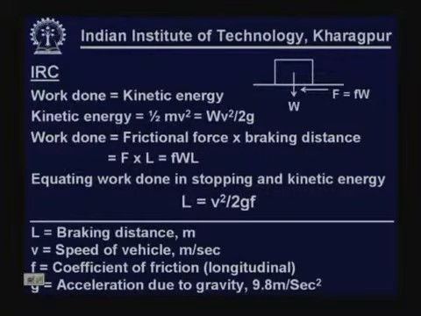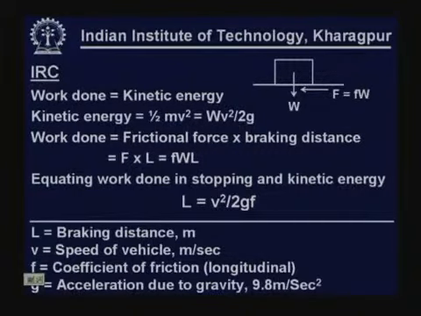Here the diagram is shown where the vehicle weight is W, and the frictional force generated is indicated as F, which is equal to the coefficient of friction multiplied by the weight of the vehicle. So, capital F is equal to small f multiplied by W. Work done is the frictional force multiplied by the braking distance.